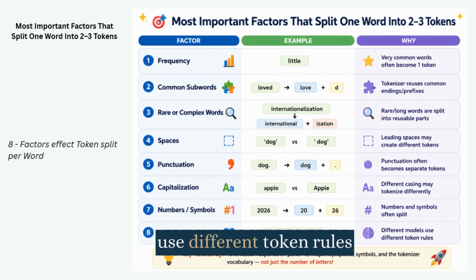Number 4. Spaces before words. Leading spaces may create different tokens. Number 5. Punctuation. Punctuation often becomes separate tokens. Number 6. Capitalization. Uppercase and lowercase may tokenize differently. Number 7. Special characters and numbers are often split. Number 8. Tokenizer vocabulary. Different models use different token rules.